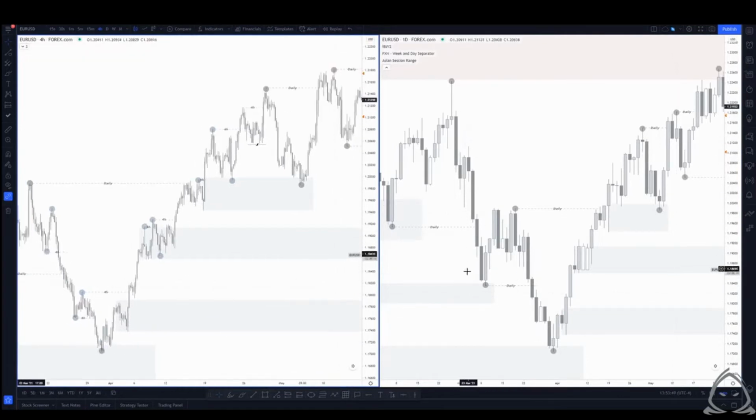So again, we're looking at price creating lower lows and lower highs. When we look at the 4-hour chart, we can see that price breaks this high and is starting to move to the upside. We can see the momentum here on the daily chart.